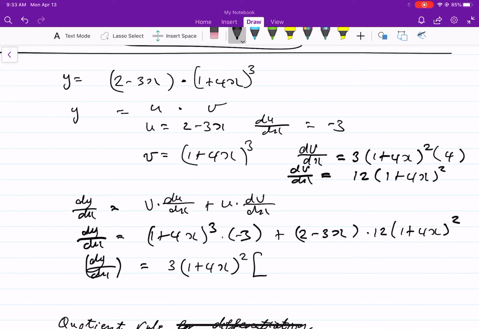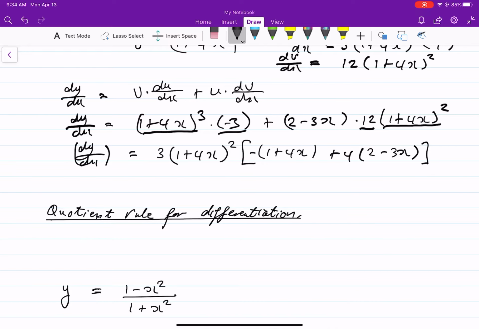Let's see. If (1 plus 4x) all squared comes out from that, and 3 comes out from that, then the minus is left over from the 3, and a 1 plus 4x is also left over. From the other part, if (1 plus 4x) all squared comes out, and 3 comes out from the 12, then 4 is left over from there, and 2 minus 3x. So that's what I have after factorizing.